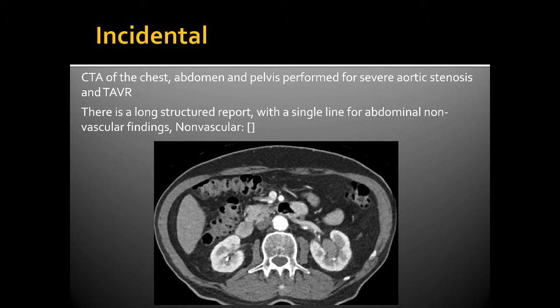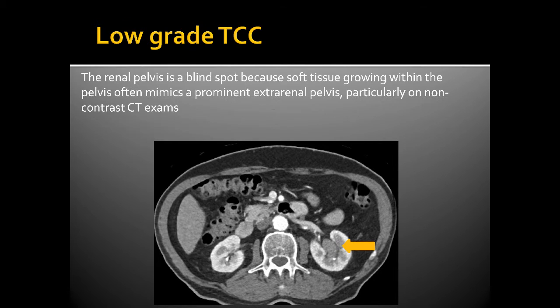On this CTA of the chest, abdomen, and pelvis performed for severe aortic stenosis and TAVR, the radiologist misses a transitional cell carcinoma in the left renal pelvis. For this case, there is a long structured report with a single line for abdominal non-vascular findings. This is not an effective way to address known blind spots. The renal pelvis is a blind spot because soft tissue growing within the pelvis often mimics a prominent extrarenal pelvis, particularly on non-contrast CT exams.